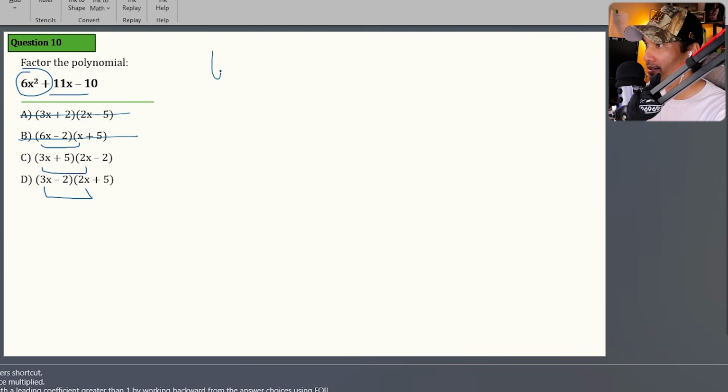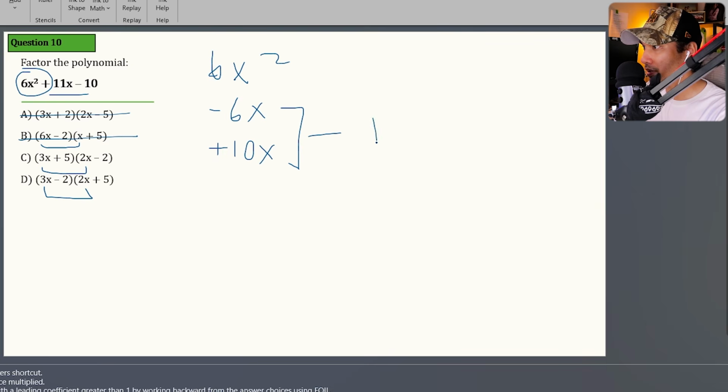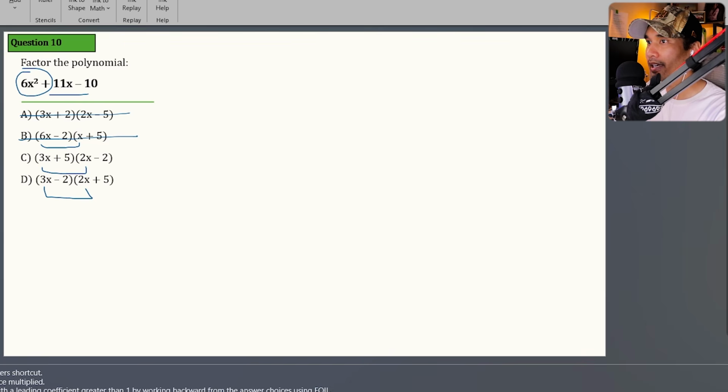3x times 2x, that is 6x squared. Then you have 3x times -2, which is -6x. And then you have plus 5 times 2x, which is 10x. Combine these together, and this equals positive 4x, which does not equal 11x. So we could rule out C. And what's left is D. And I wouldn't even FOIL it. I would just pick it. But for the sake of this video, let's just go ahead and do it.